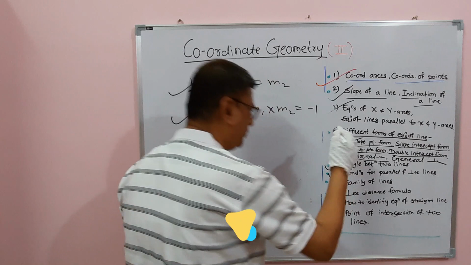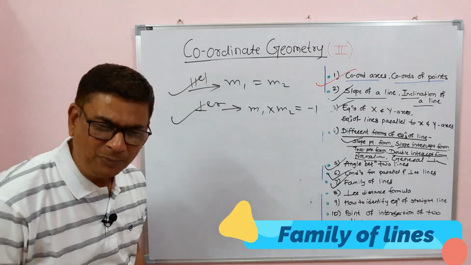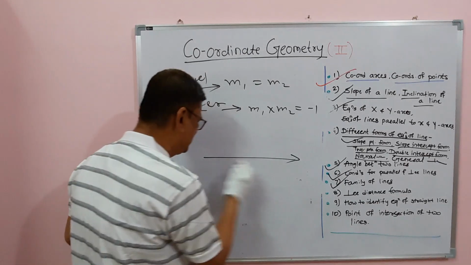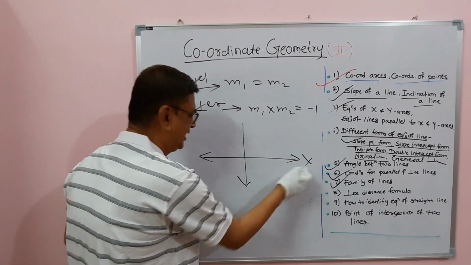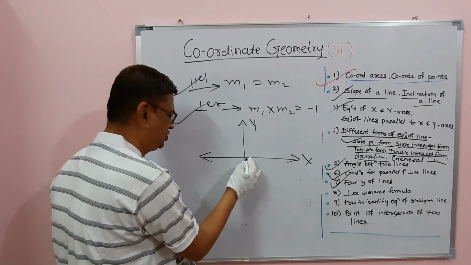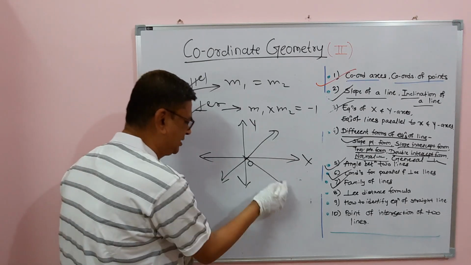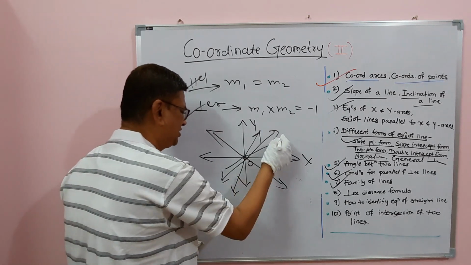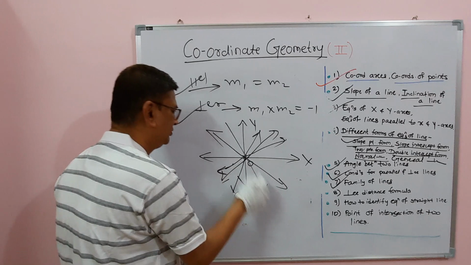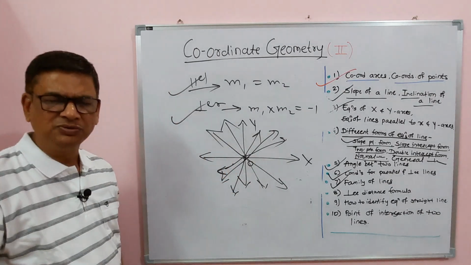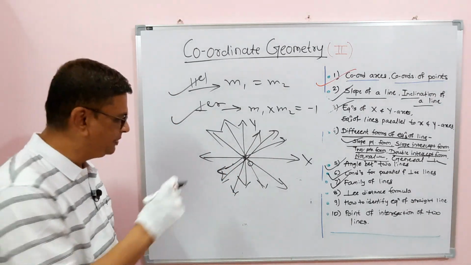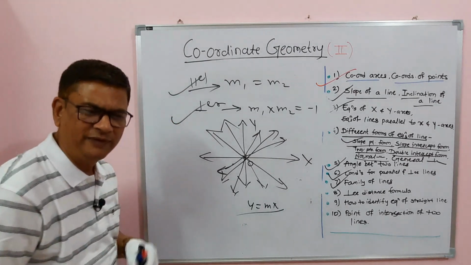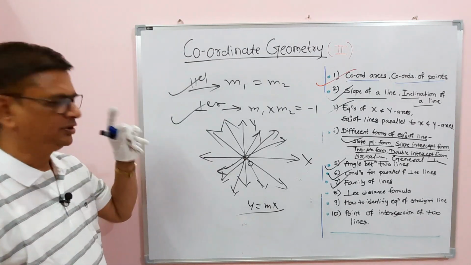Then next is called family of lines. A group of lines which have something common is called a family of lines. For example, if you consider our coordinate system once again, x-axis, y-axis and origin, and there are a lot of lines, suppose infinite lines are actually possible, but I am showing a few lines passing through origin, something like this. Then these are a family of lines. They have something common. That common is they pass through origin, and their combined equation can be written as y equal to mx, where m is slope of those lines.